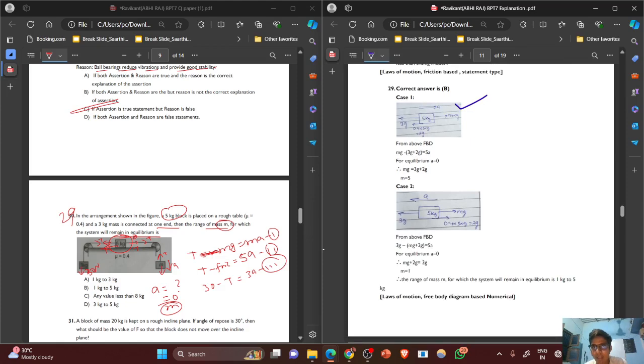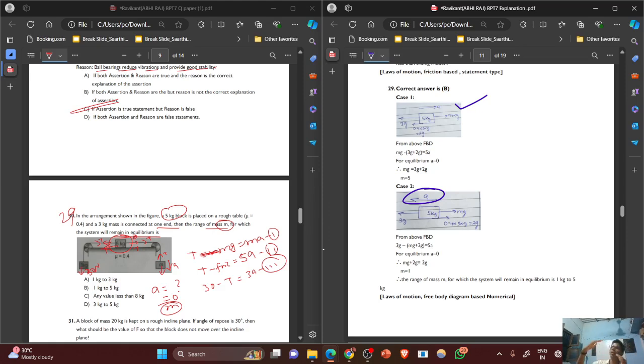Again for the 5 kg, but the direction of acceleration is reversed, because it is asking for the range now. Range means what? Minimum to maximum. If it goes this way, then the mass will be greater than 3 kg, so the mass will be maximum. And if it goes this way, then the mass will be less because it is moving in the left direction. So m will be small.